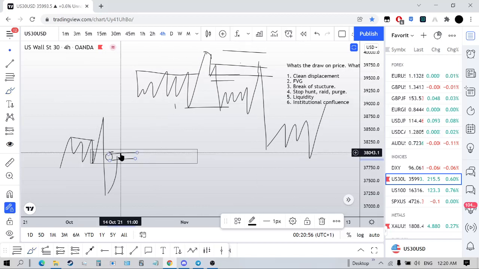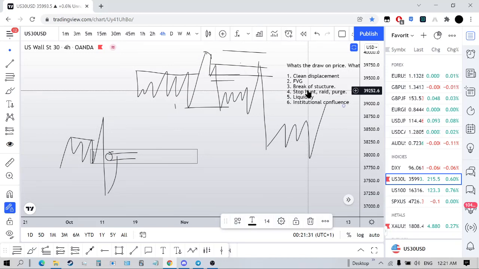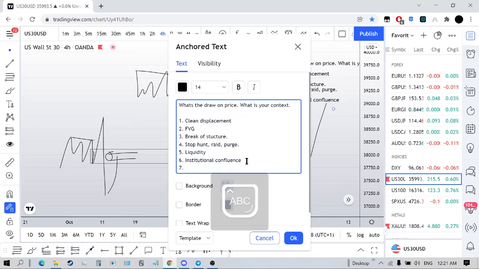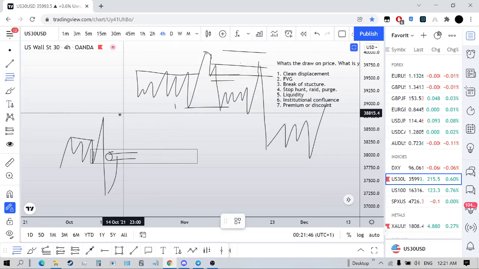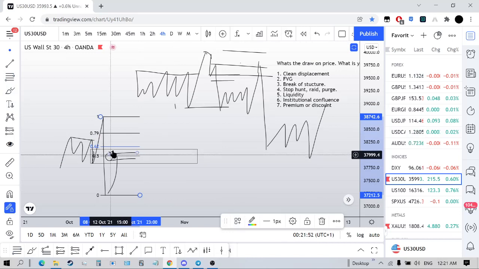All right, in short, there's one more thing that I forgot to add. Premium and discount. So basically, at the top of the range, you draw a fib to the bottom and you look for the 50% price. When price is above 50, that's in a premium, that's where you would like to sell.